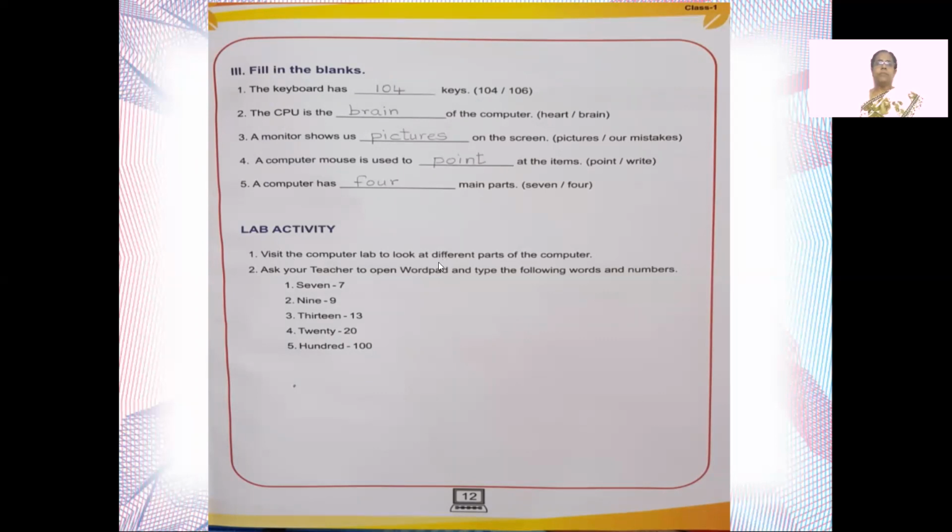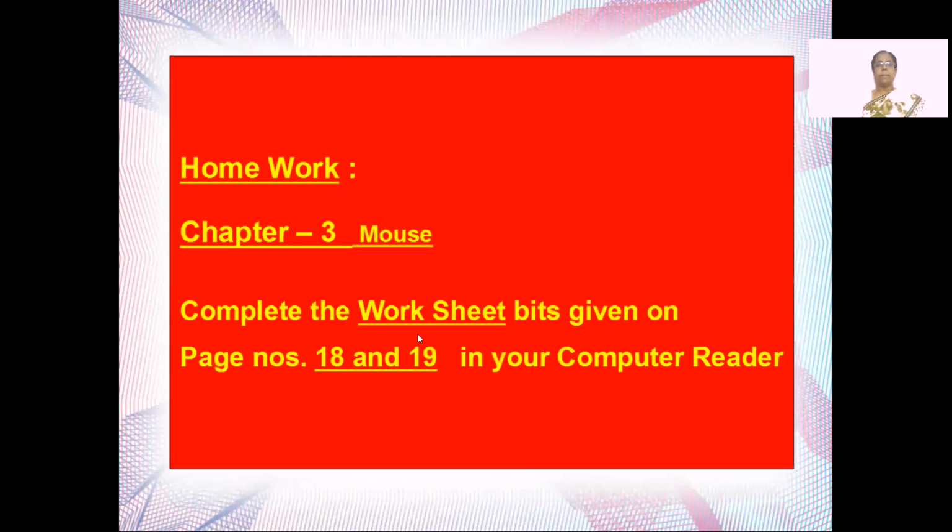Visit your computer lab to look at different parts of the computer. Okay, you've seen the different parts. Okay, this is your homework for chapter 3. Complete the worksheet bits given on page number 18 and 19. I already put it in this video, so you can check. First do it without seeing the video also, and later check the video.